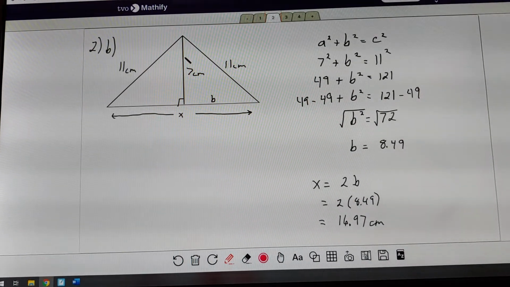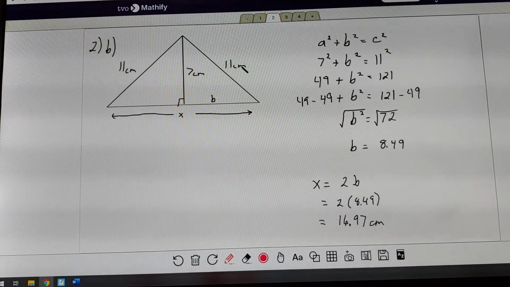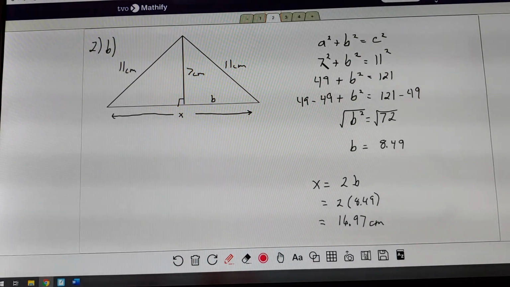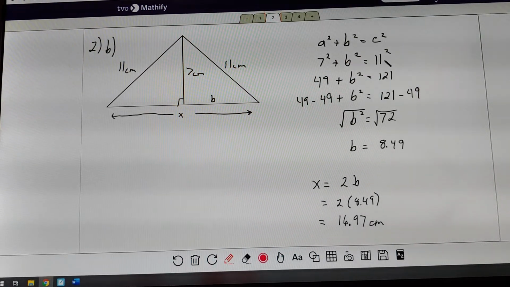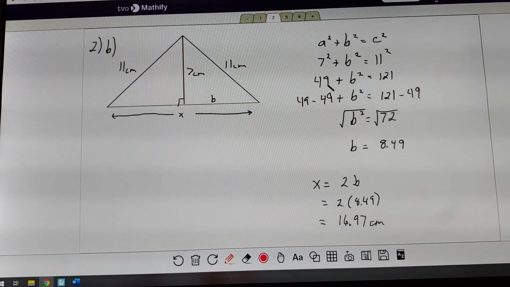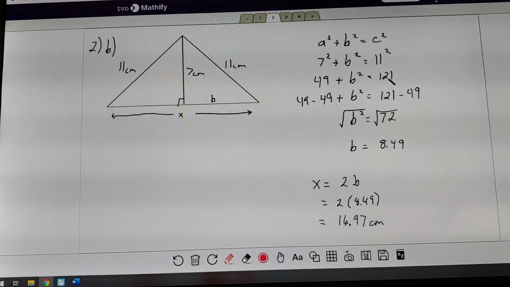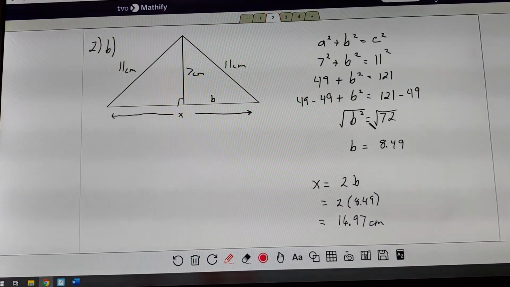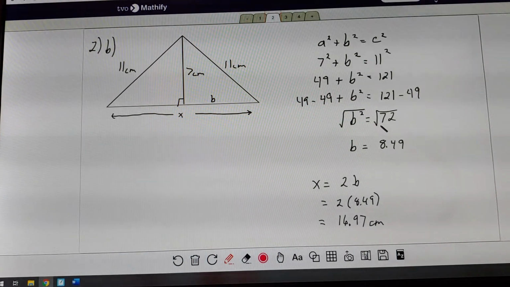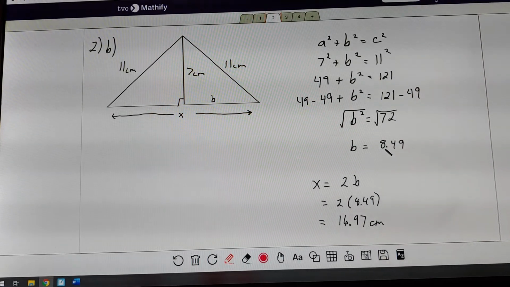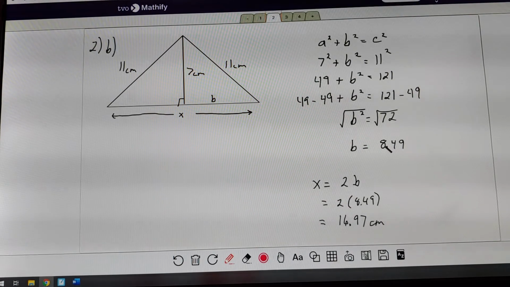So there's A, B, and C. So A squared is 7 squared, B squared is our unknown, C 11 squared. 7 times 7 is 49, 11 times 11 is 121. Subtract 49 from both sides, so we get B squared on its own. B squared is 72, square root that. B is 8.49. Now, if this was a test question, you'd be very tempted to go, okay, solved it.